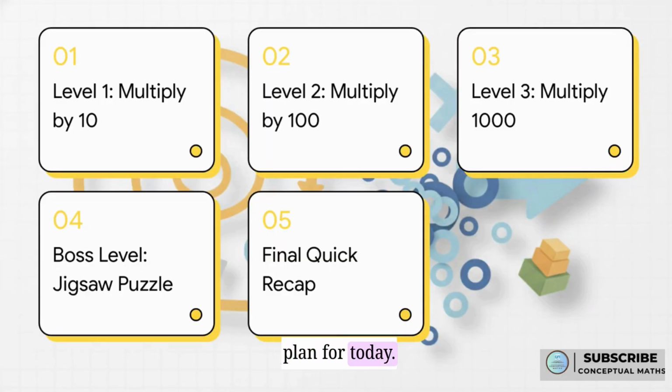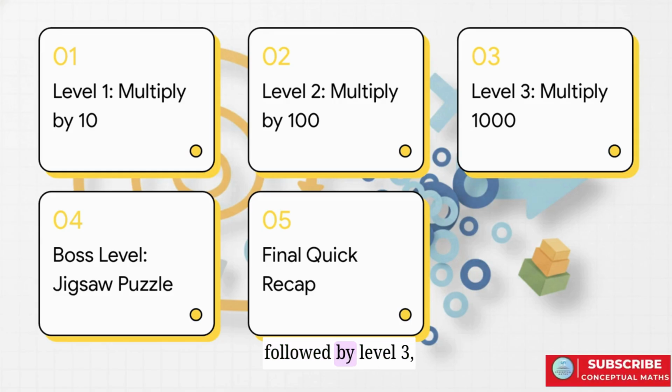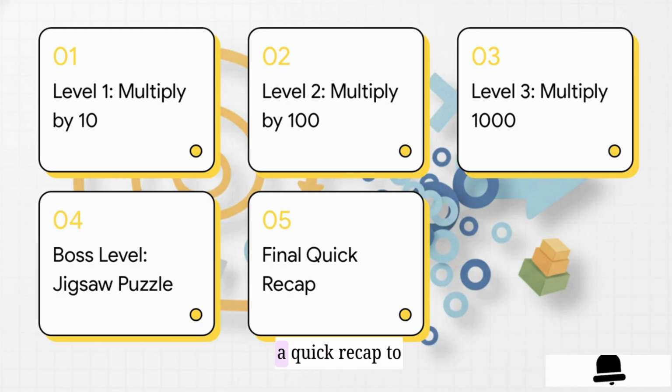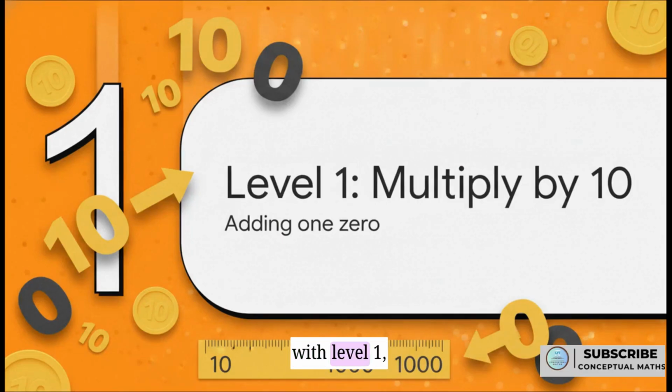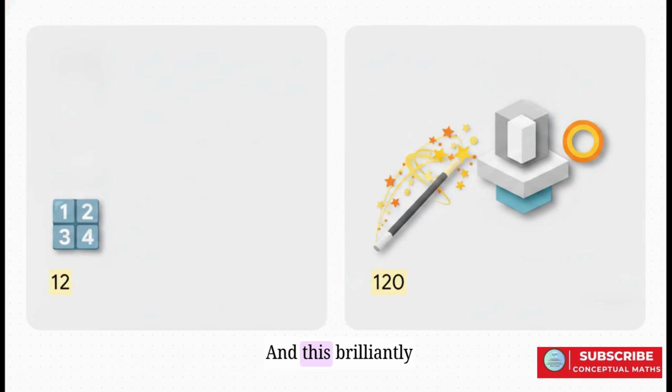Here's our game plan for today. First up, level 1, multiplying by 10. Then we hit level 2, multiplying by 100, followed by level 3, multiplying by 1000. After that, we face the boss level, the jigsaw puzzle. And finally, a quick recap to lock it all in. All right, let's kick things off with level 1, multiplying by 10. And remember, the number 10 has exactly 1 zero. And this brilliantly illustrates our rule in action.